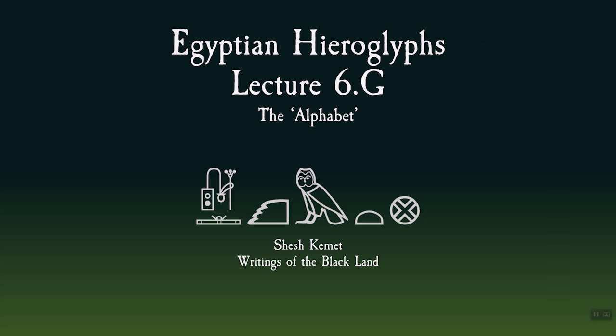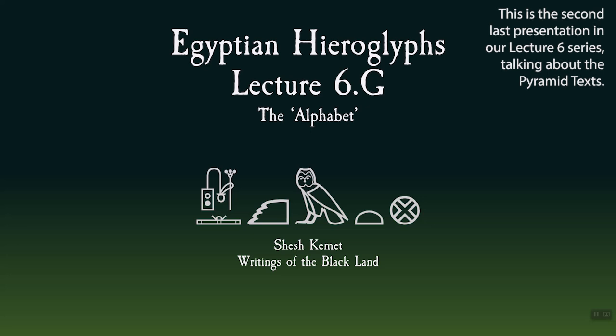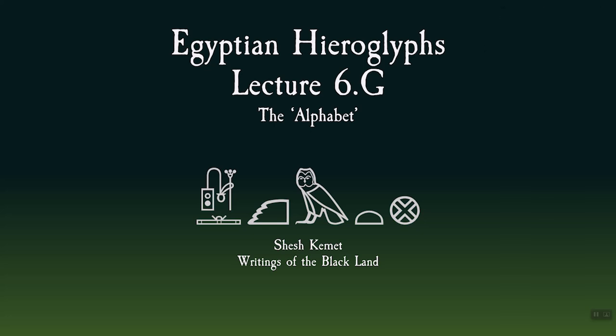Now, to get started, I'm going to kind of contradict myself. You may recall in Lecture 4, we said that the Egyptians didn't really have an alphabet, and that was true. But in this presentation, we're going to learn the Egyptian alphabet. And you may be saying, hang on a minute, right? You just said there is no alphabet.